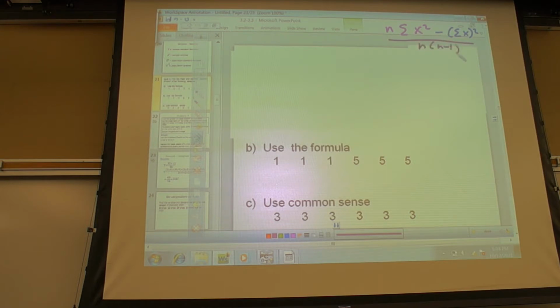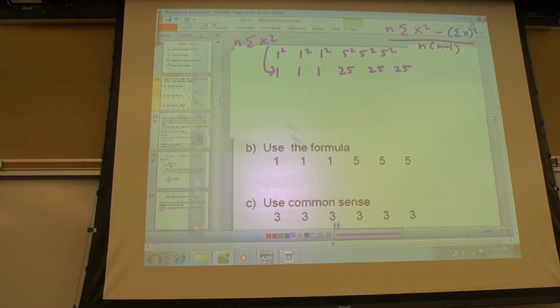So I'm going to do these in pieces. We'll do the pink piece first, the n times the sum of the x's squared. So I need to find all my x's squared. So 1 squared is 1, 1 squared, 1 squared, 5 squared, 5 squared, 5 squared. So that's 1, 1, 1, 25, 25, 25. That's the x's squared part.